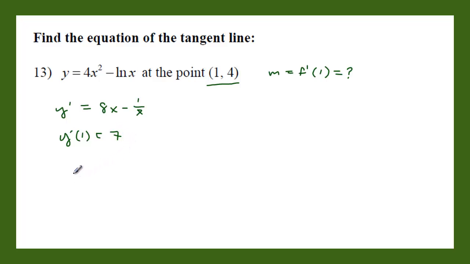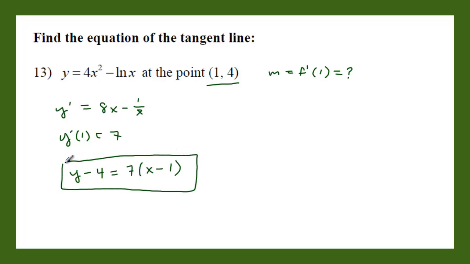Okay, so now for our equation of our tangent line, just using point slope form, we get y minus our y coordinate, which is 4, equals our slope that we just found, that was 7, times x minus the x coordinate, which was 1. And then from there you can just convert it into whichever form you are asked to give in your final answer.